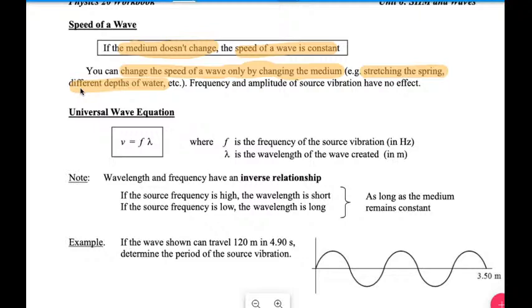And even more obvious would be if you were underwater and somebody was talking to you, their voice would sound very different because the wave is traveling at different speeds. It would take longer to get to you, but the frequency would be the same. And frequency is what determines pitch. So they wouldn't sound higher pitch or anything. It would just take longer to get to you if you were underwater and they were in the air. So frequency and amplitude of the source vibration have no effect on changing medium.